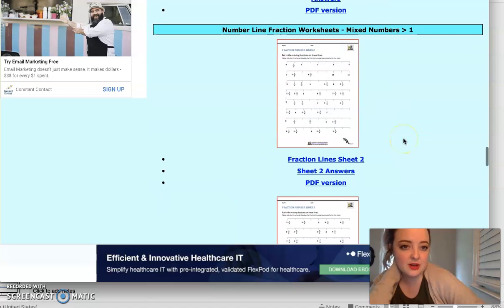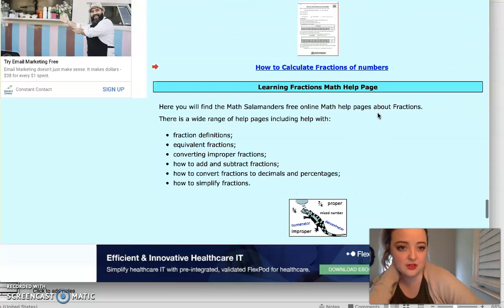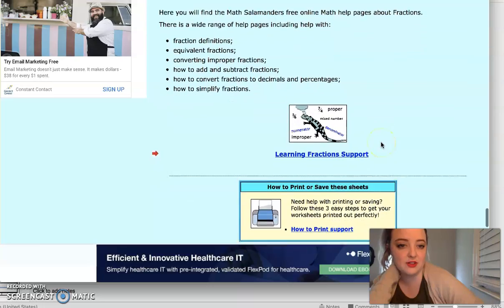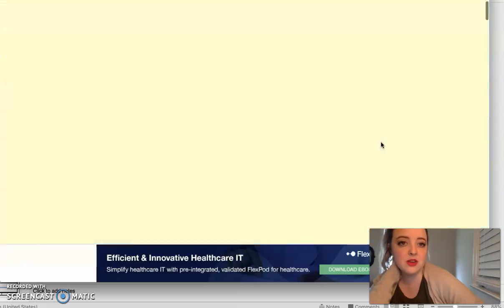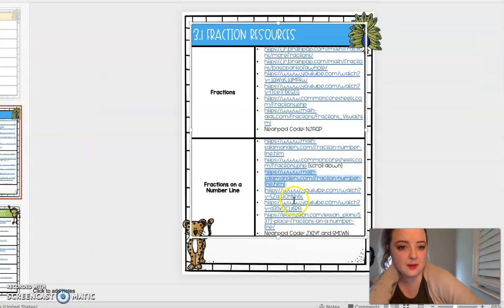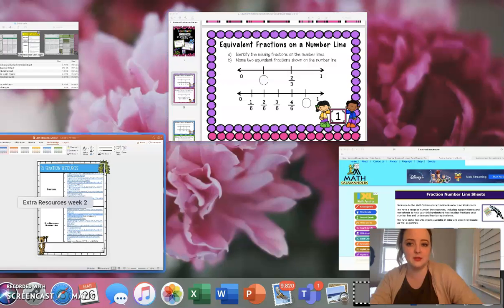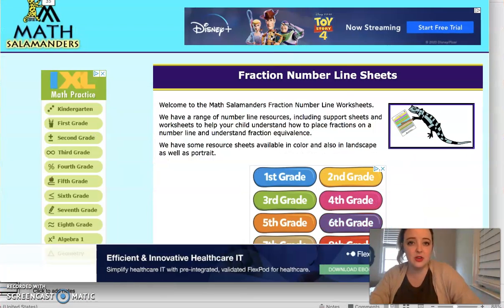Here's another one. We're avoiding mixed numbers at this moment, but those are some things that we're going to skip through. Fractions of numbers and learning fractions help. So those are some things on this Math Salamanders page. There's another page, Common Core Worksheets, that I have linked on here that you can utilize as well to get some extra practice if that's something that you're looking for.